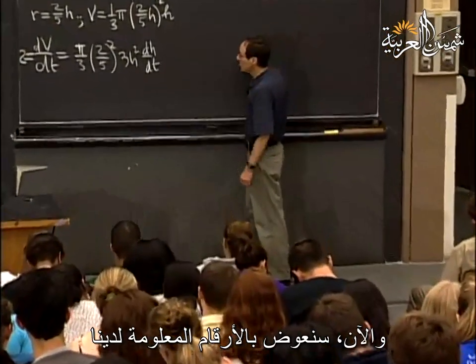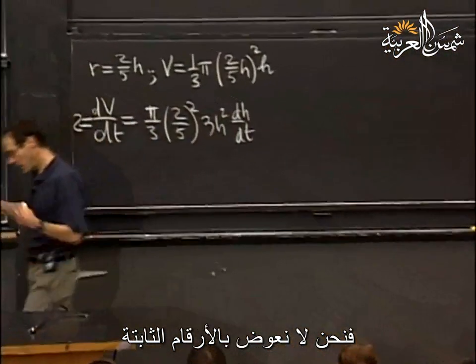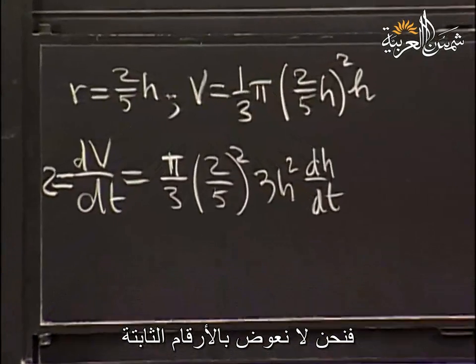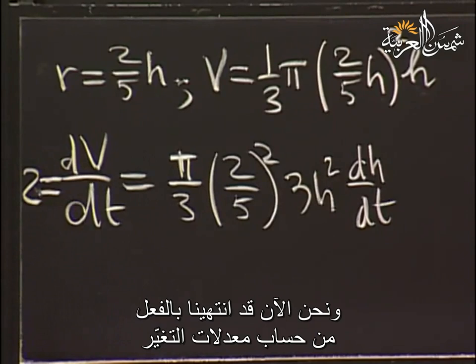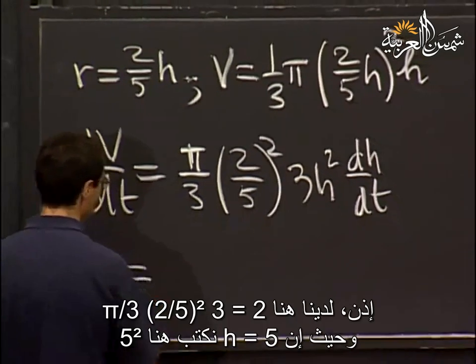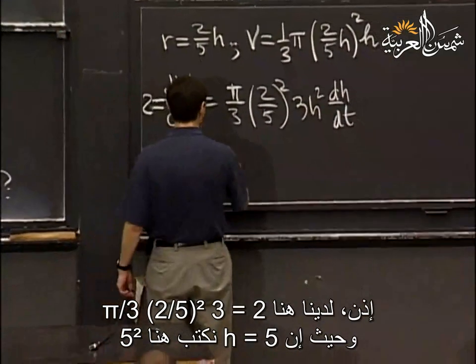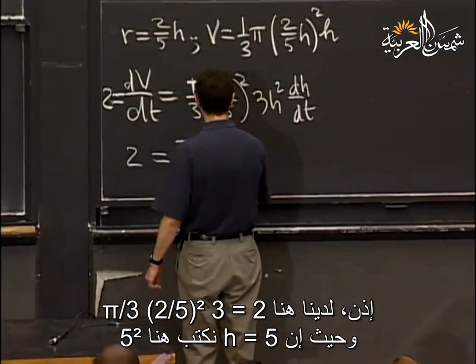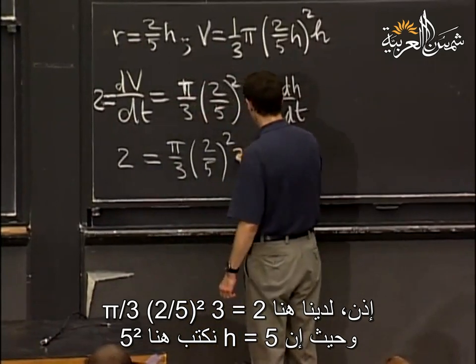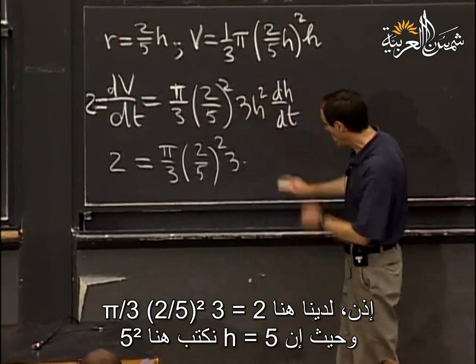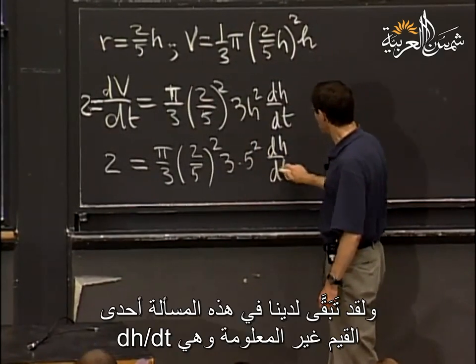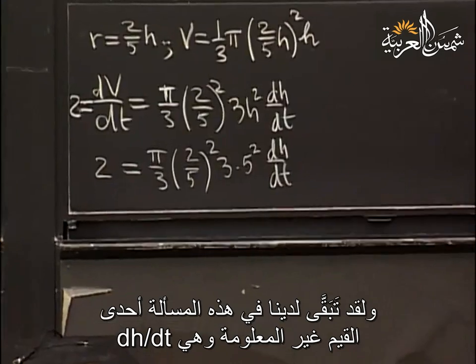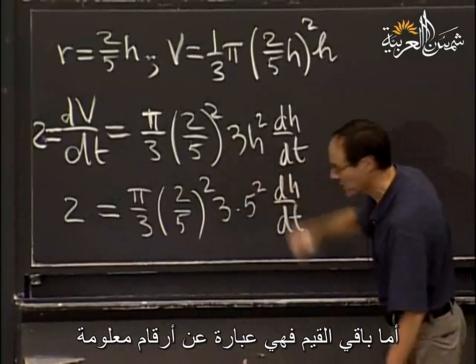All right, so now let's plug in all of our numbers. Again, the other theme is you don't plug in fixed numbers until everything has stopped moving. At this point, we've already calculated our rates of change, so now I can put in the numbers. So 2 is equal to pi over 3 times 2/5 squared times 3, and then h was 5, so this is 5 squared, and then I have dH dt. So there's only one unknown thing left in this problem, which is dH dt. Everything else is a number.